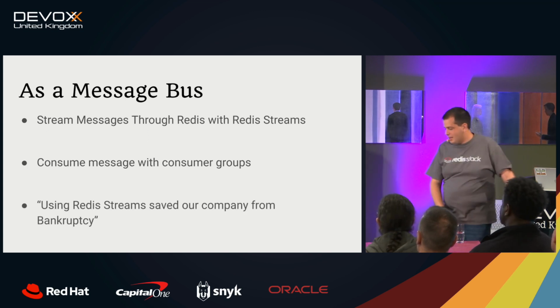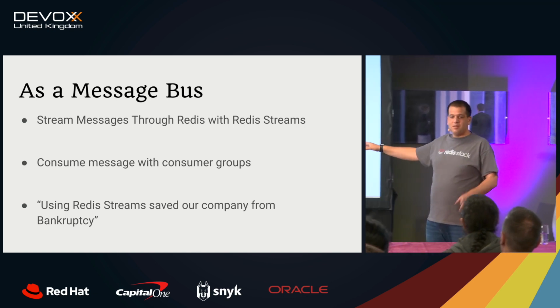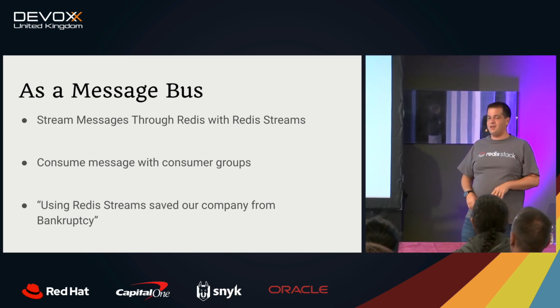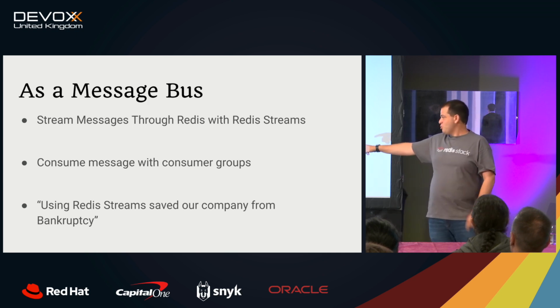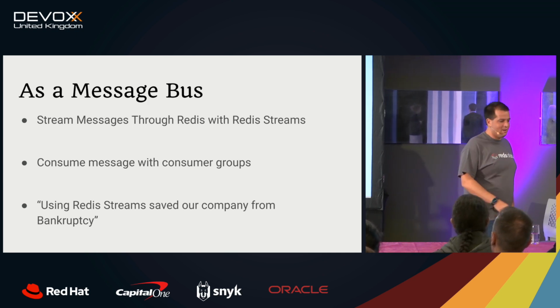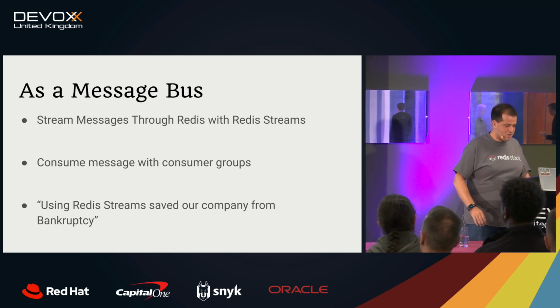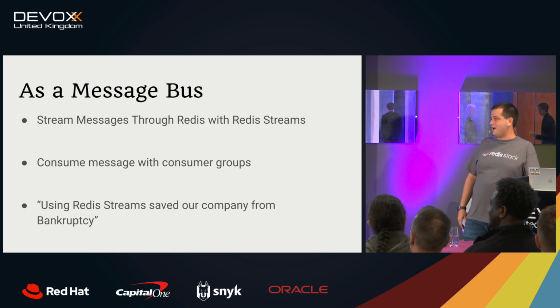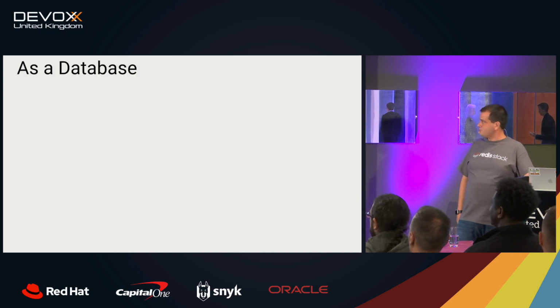And this is a great quote I heard two days ago, and the other advocate who's here with me heard it too: "Using Redis Streams saved our company from bankruptcy." I think they were trying to use Kafka, and I think it was causing them some problems. So I don't know what that was about, but they said that Redis Streams is amazing, and I really enjoy Redis Streams as a feature.